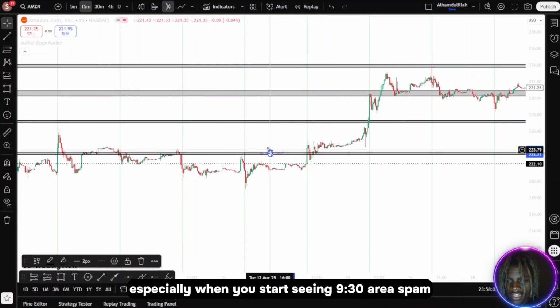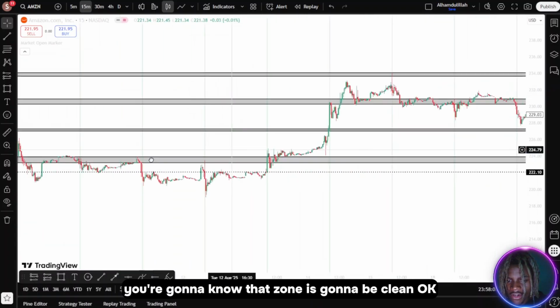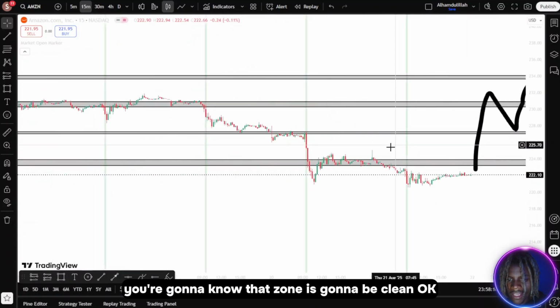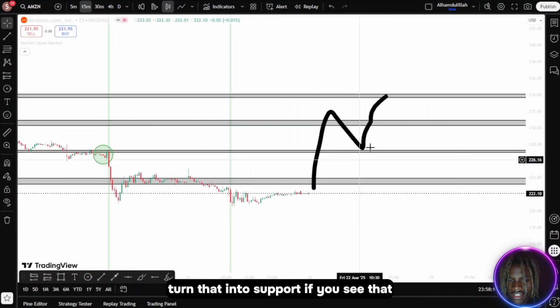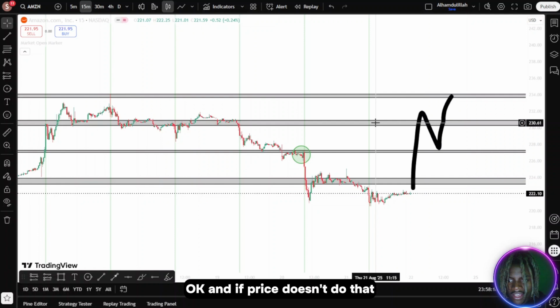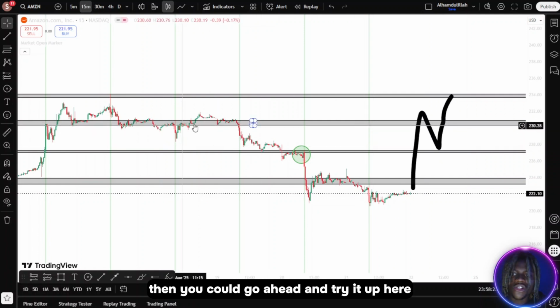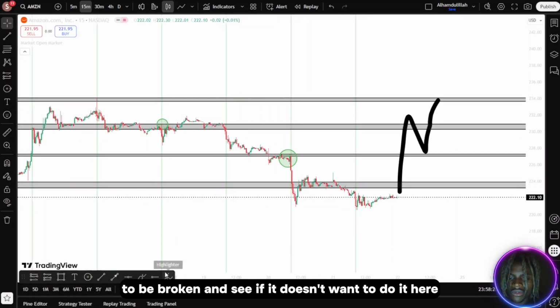Especially when you start seeing 930 areas spam within the same place, that should really excite you. Okay, you're going to know that zone is going to be clean. Okay, so take this strong area of resistance right here. Price could either get up here, turn that into support. If you see that, you'll be able to take it up to the next zone up here. Okay, and if price doesn't do that, then you could go ahead and try it up here. Okay, try to wait for this 930 area of resistance right here to be broken and see if it wants to do it here.